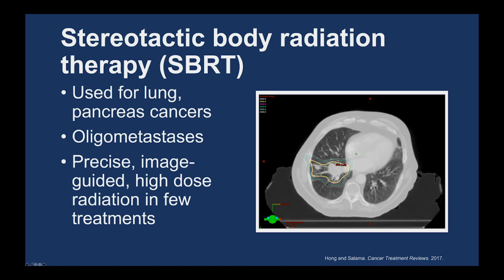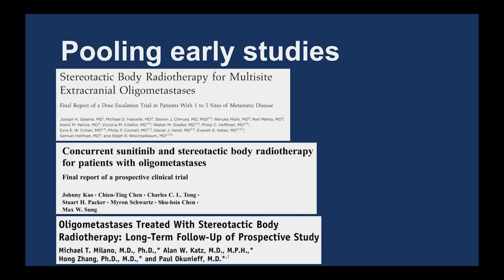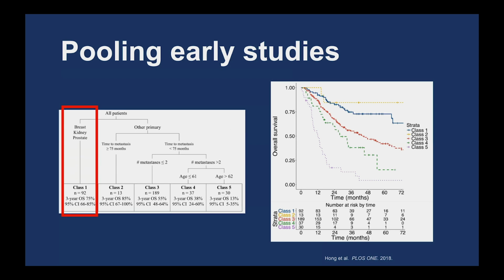So in investigating radiation, there were a number of early studies that piloted some of the data to show that there were favorable outcomes. These weren't randomized studies, but they were exploratory studies to see what kinds of outcomes occurred when patients with oligometastatic cancer were treated with aggressive radiation with focused SBRT.